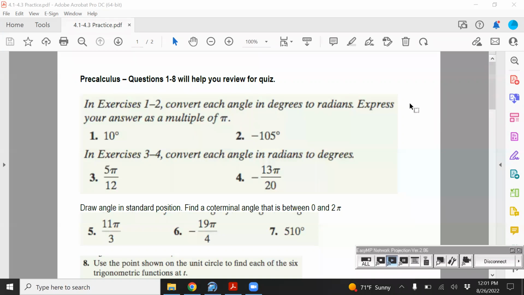For the first two problems, guys, quiet, please. You went from degrees to radians. Pi over 180. Exactly right.